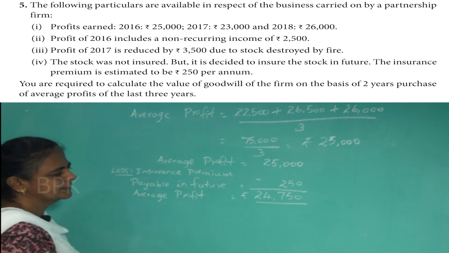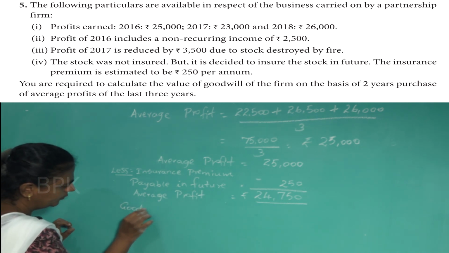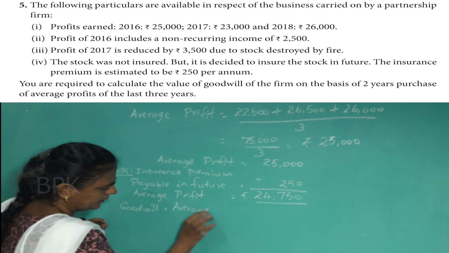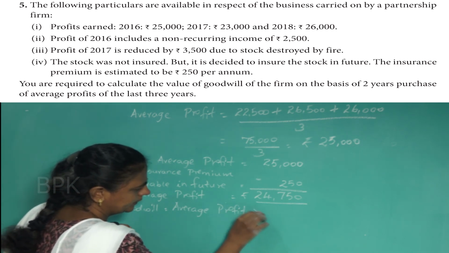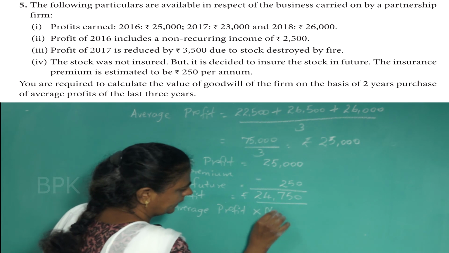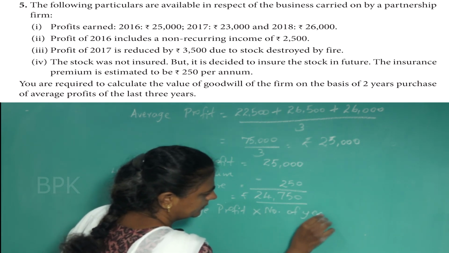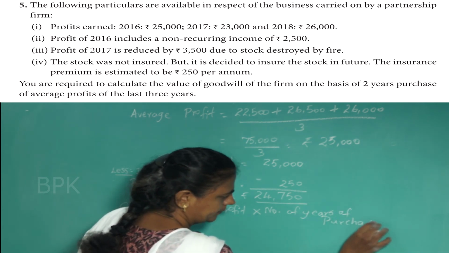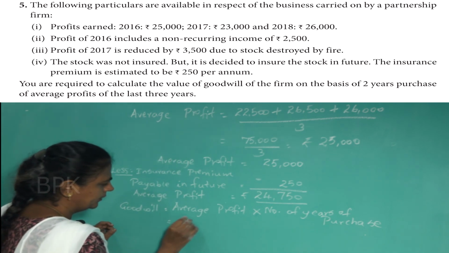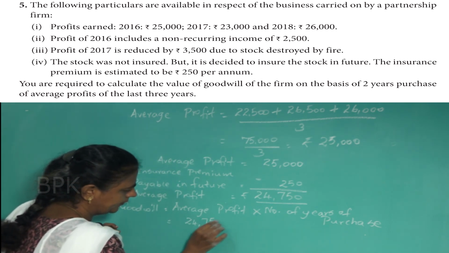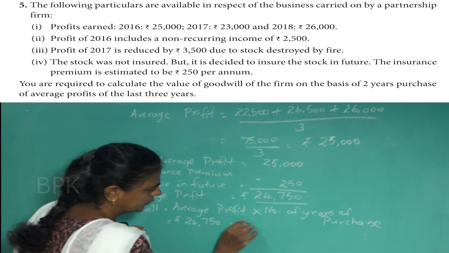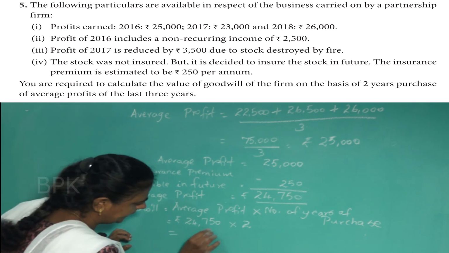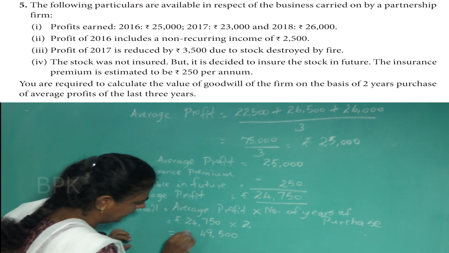What is asked? Goodwill. Goodwill is equal to average profit into number of years of purchase. So 24,750 into how many years of purchase? 2 years, 2. So that will give you 49,500 as your goodwill.